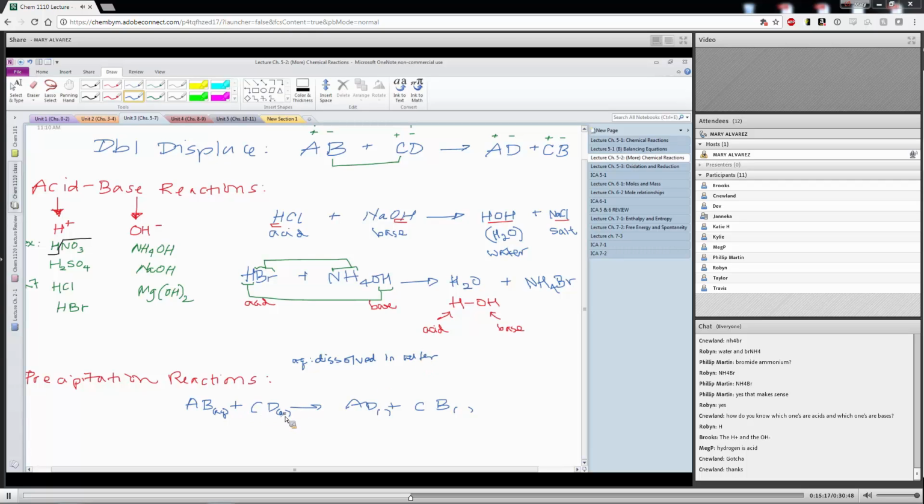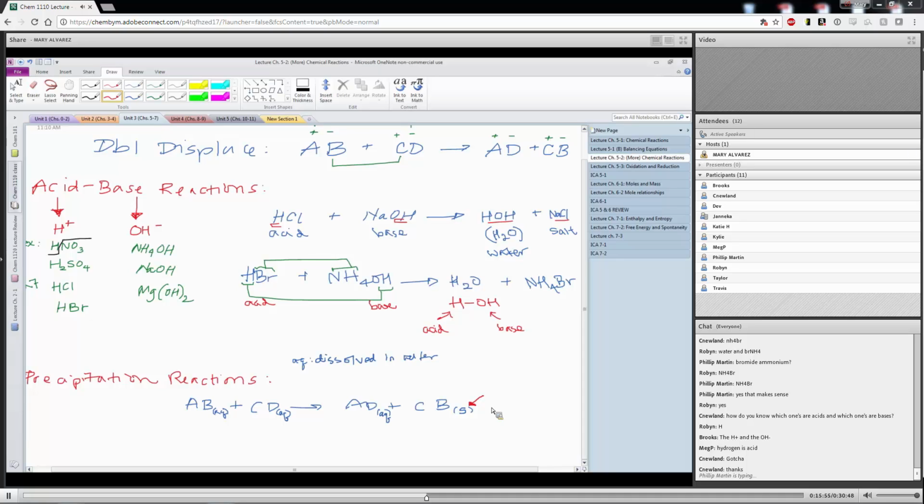So I have an aqueous solution of AB and I combine it with an aqueous solution of CD. And maybe I'll get an aqueous solution of AD, but then I'll get a solid of CB. If I form a solid, that makes it a precipitation reaction. You guys have heard the term precipitation with respect to rain, like rain falls out of the sky. You can look at it in the same thing. This solid will fall out of the solution and collect on the bottom. That is essentially where you get that term precipitation.